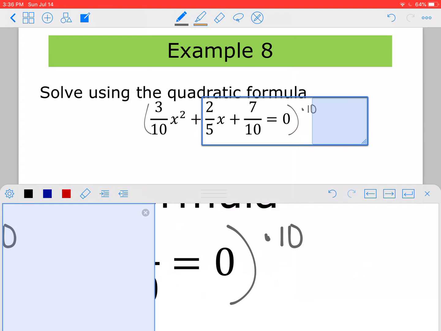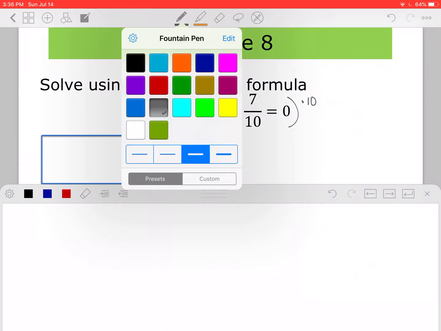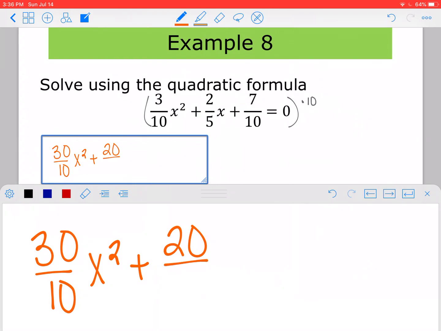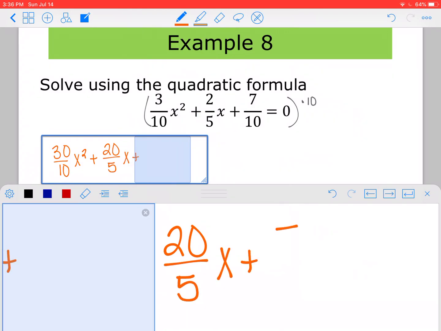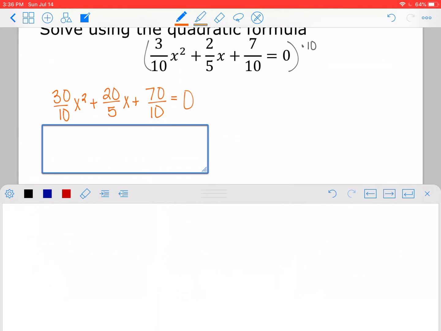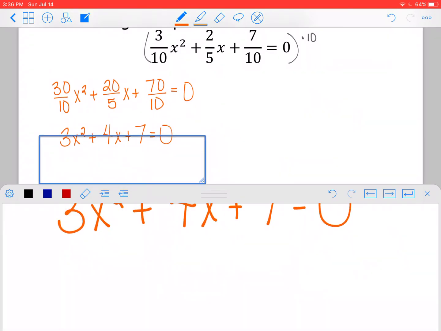Why does this help us? Well, 30 divided by 10 is 3. Okay? We end up being able to get rid of our fractions there. So that's nice. Okay, this one will not factor, so we're going to solve it using the quadratic formula. So x will be negative b plus or minus the square root of b squared minus 4ac, all over 2a.